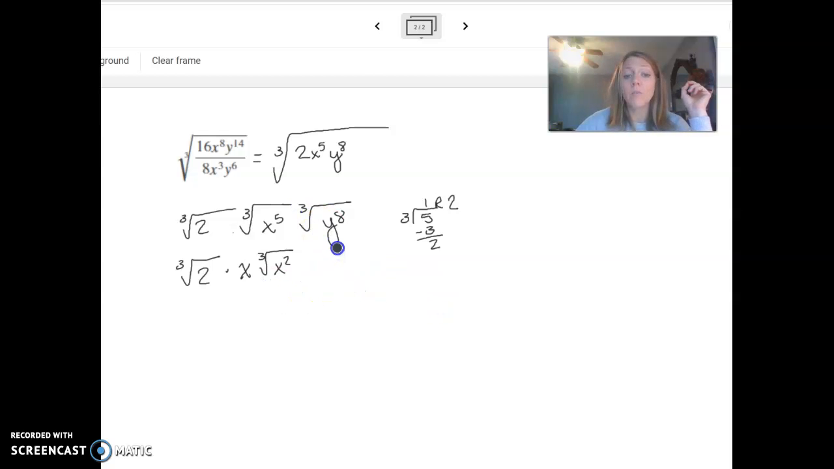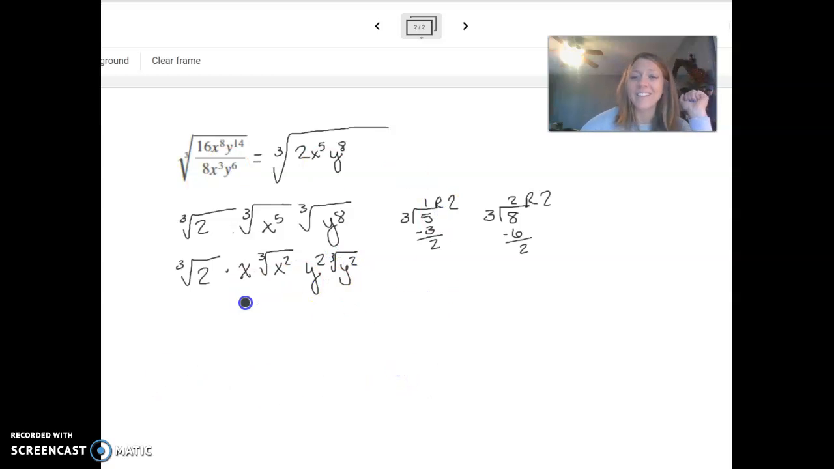All right, cube root of y to the 8th, let's see if it works here too. How many groups of 3 are there in 8 y's? So 3 goes into 8. How many times? 3 goes into 8 twice. 2 times 3 is 6. Subtract, you get remainder 2. So 2 y's come out. So you get a y squared on the outside. And there are 2 y's left underneath the radical.